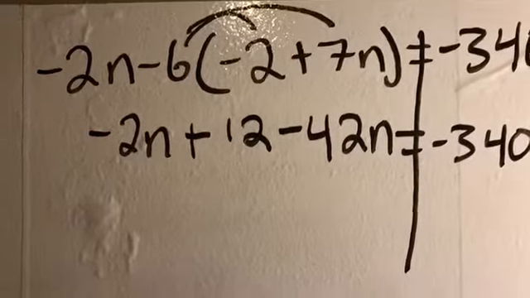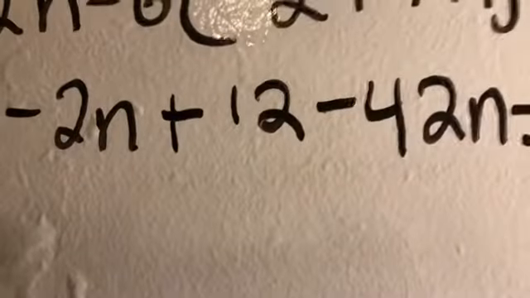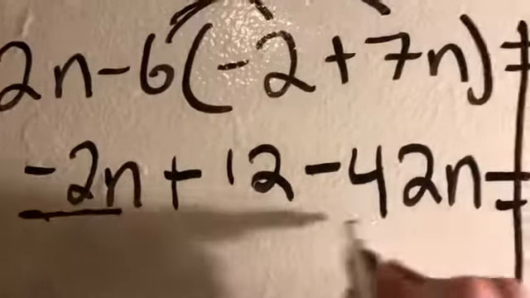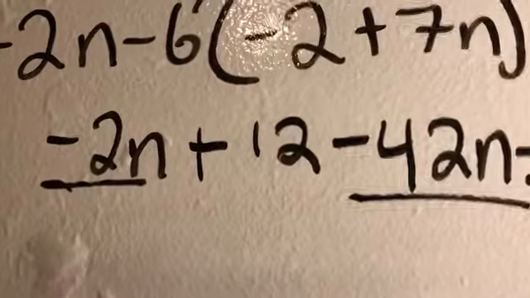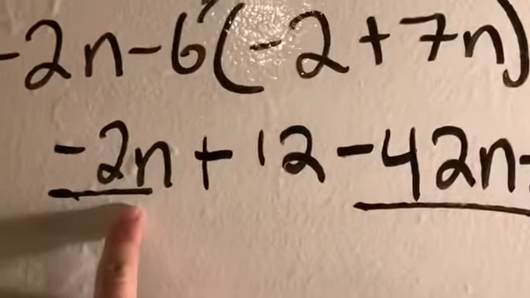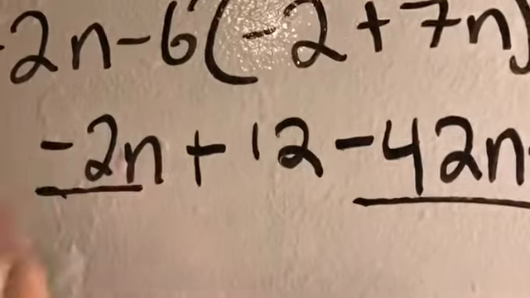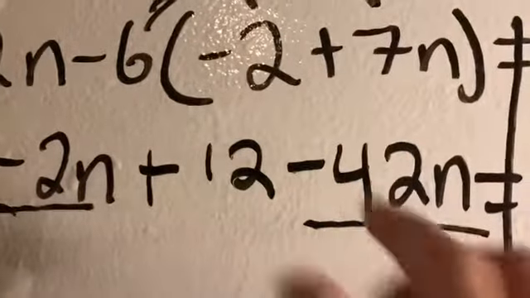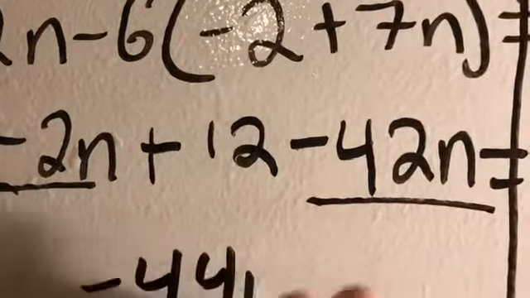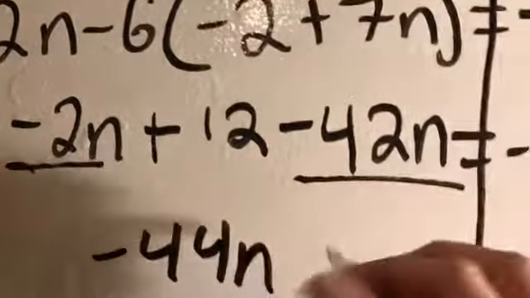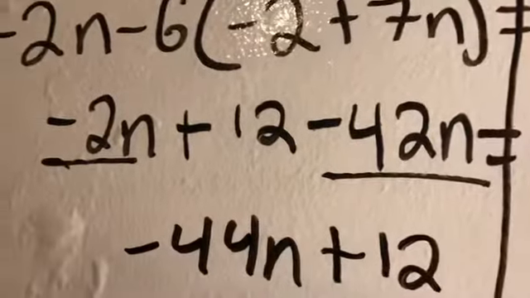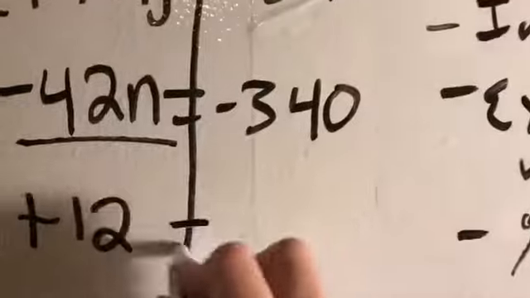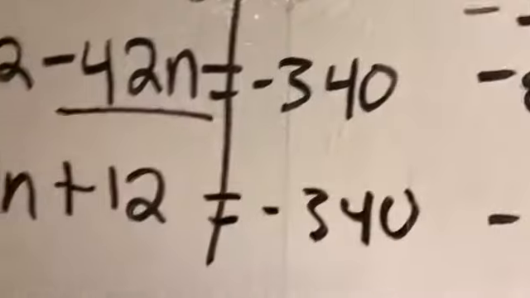Now, we're going to zoom in and see, are there any like terms to combine? I see here, I have two terms within, so I know I can combine them. Since they're on the same side, I don't do any inverse operations. -2 minus 42 is -44n. Then I haven't touched that +12. And I haven't touched equals -340 yet.